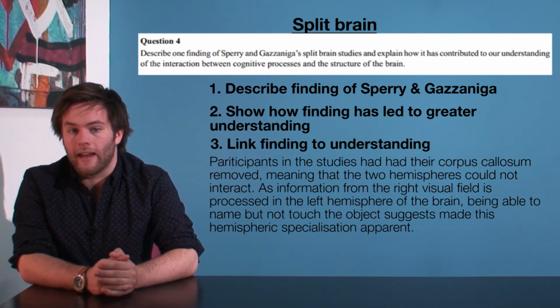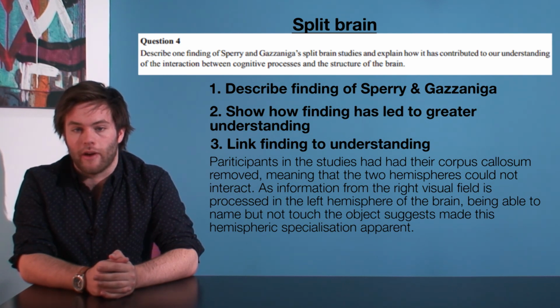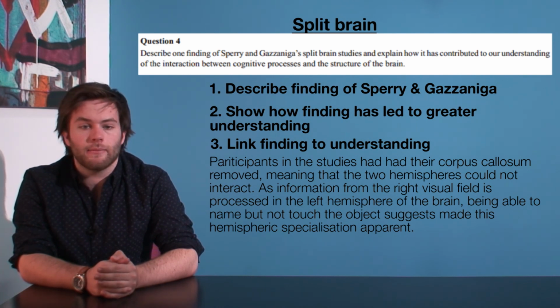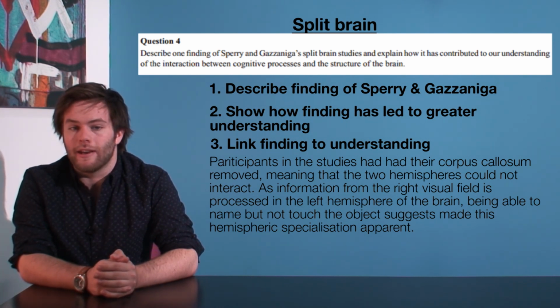Participants in the study had had their corpus callosum removed, meaning that the two hemispheres could not interact. As information from the right visual field is processed in the left hemisphere of the brain, being able to name but not touch the object made this hemispheric specialisation apparent.